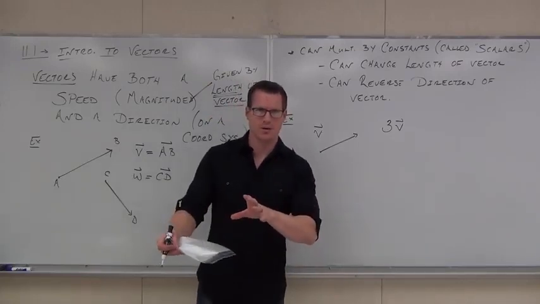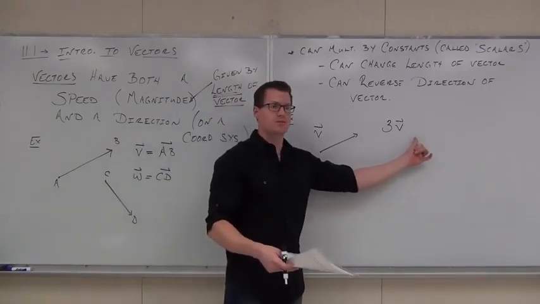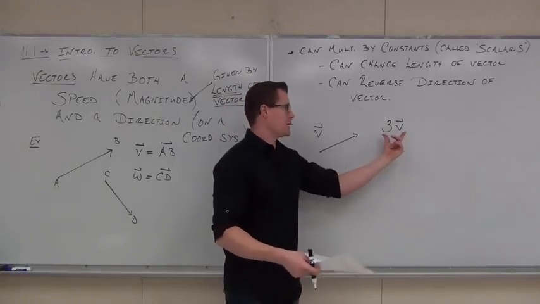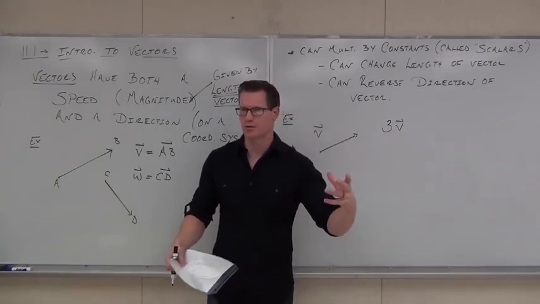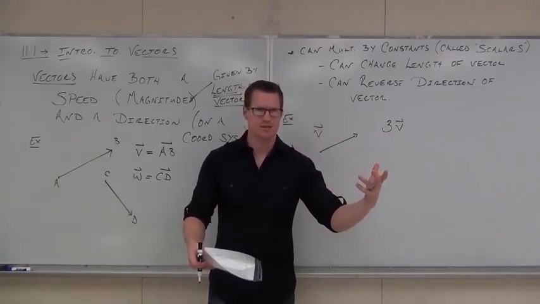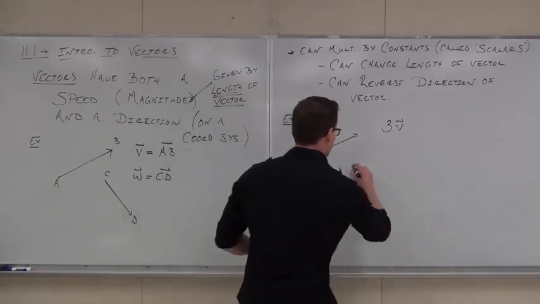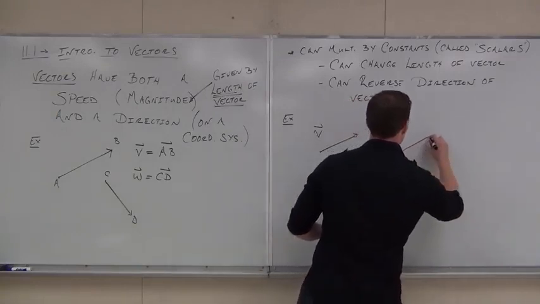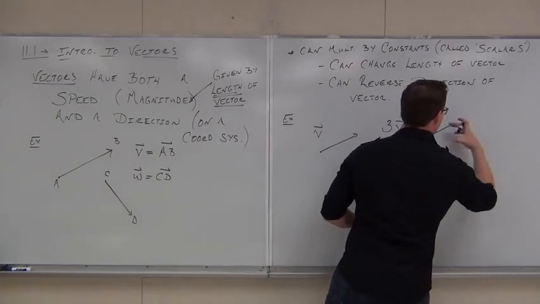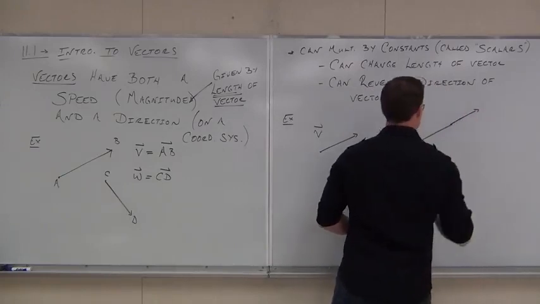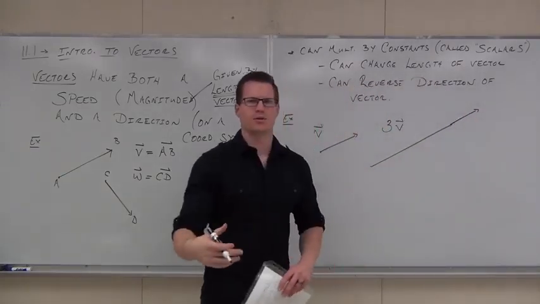Does that make sense to you? So 3 times the vector v, that scalar is 3. It's saying, hey, I want the same exact direction, but I want it to be 3 times longer. That's the idea here. Does that make sense to you? So I'm going to try to make something the same direction, but 1, 2, 3 times longer. That's the idea of what a scalar does.